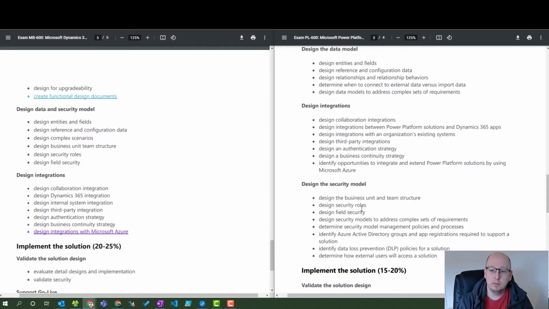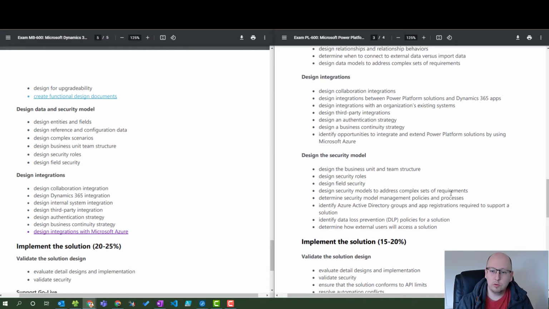All those three things are Dynamics 365 or Dataverse security things. So when they talk about design a security model, one of the main components of this is using Dataverse and that security model. Dataverse or Dynamics 365, so you're trying to know those things too. Design security models for complex requirements, identify Azure Active Directory groups and app registrations, identify data loss prevention for the solution, determine how external users will access the solution.